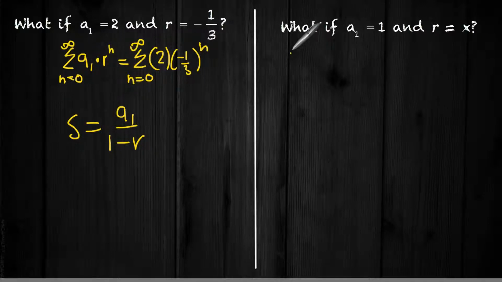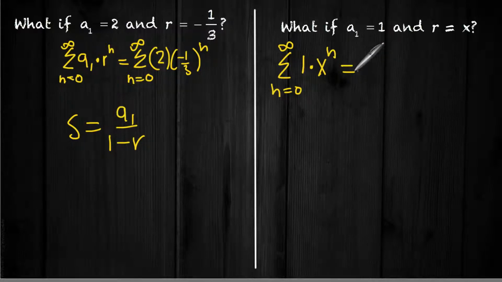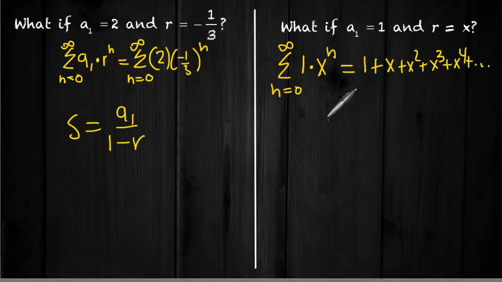Well, it would still be the summation from n equals 0 to infinity. Instead of writing a1, we will simply write 1, and then r is x, so it's going to be x to the n. Let's just see if we can write out a few terms here. When n is 0, you have x to the 0, which is 1, and then when n is 1, you have x to the first, and then x squared, x cubed, x to the fourth, and so on and so forth. And the sum of all of these terms is going to be a1, which is 1, over 1 minus r, and our r is x.